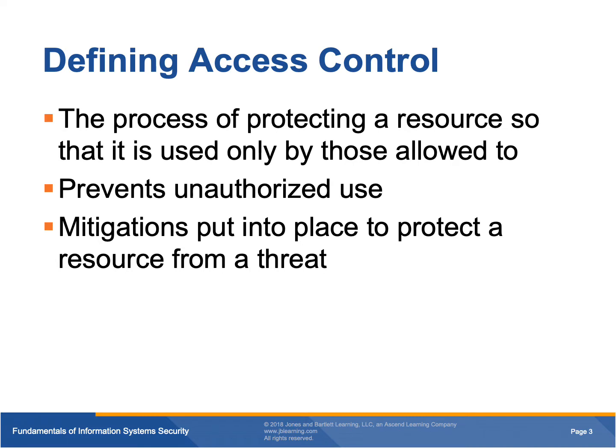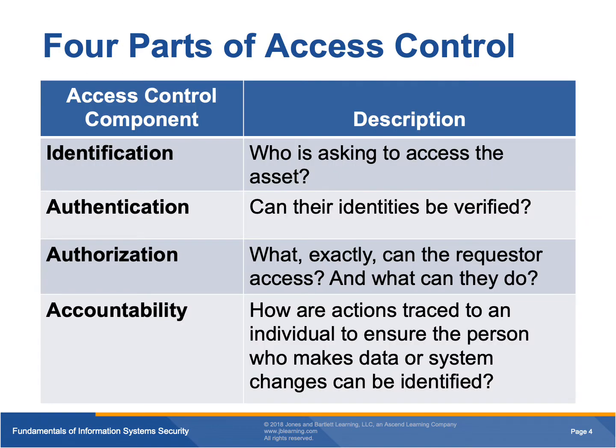control of the systems. So there are really 4 components to that. The identification, who is accessing the system; the authentication, so can their identities be verified; authorization, so what exactly can the requester access and what can they do; and accountability, how are actions traced to an individual to ensure that the person who makes data or system changes can be identified. This is often identified by the acronym IAAA, or sometimes just AAA: authentication, authorization, and accountability.